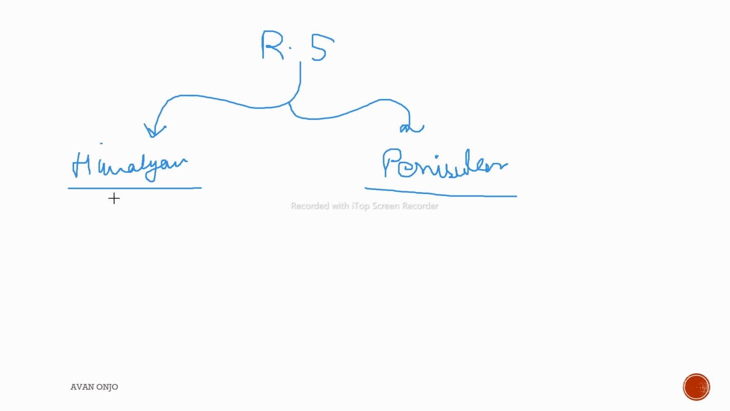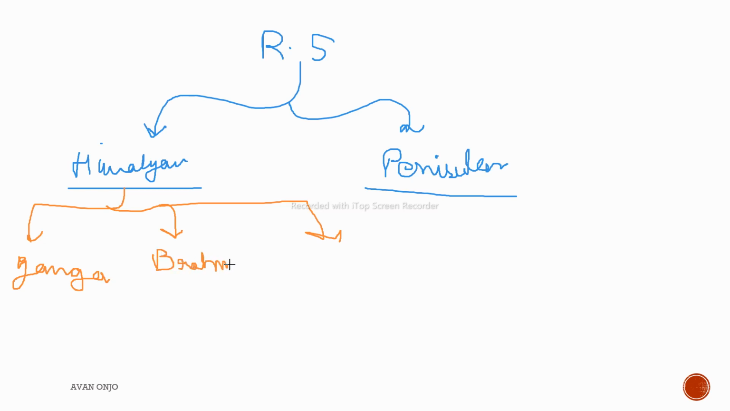So the Himalayan river system is further categorized into three different categories broadly. The first one being the Ganga river system, which we all know. The Brahmaputra river system, and the next one being the Indus river system. So these are the three different kinds of Himalayan river system.